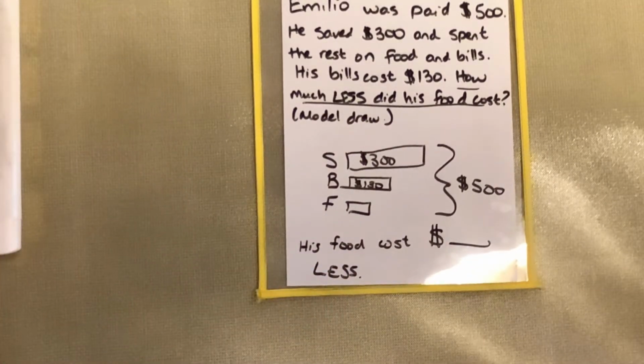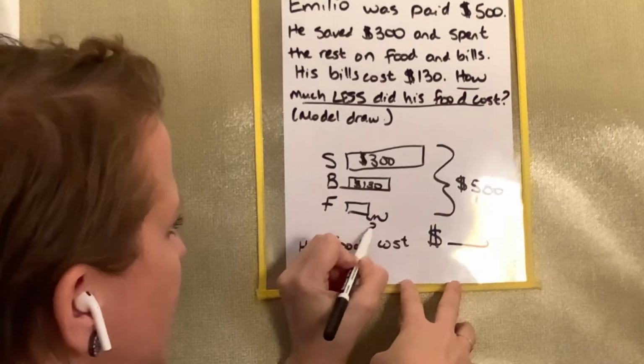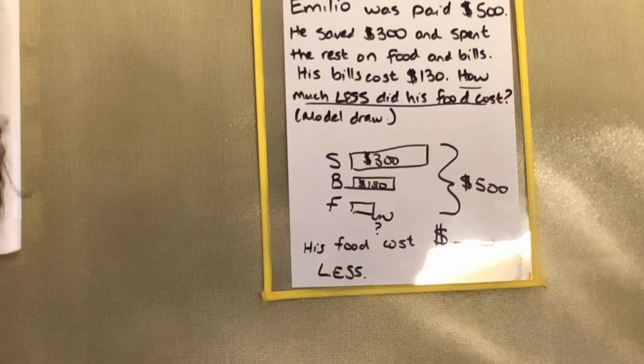We don't know how much the food was. We do need to figure that out, but that's also not the question. The question is how much less did his food cost? So we need to be finding the difference between his bills and his food. Now, in order to solve this problem, we have to find out the amount that he spent on food. But that's not where we're going to stop, okay?